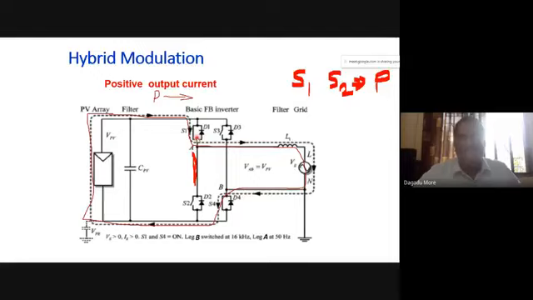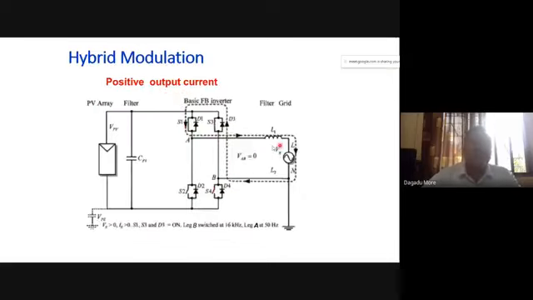Now it is possible that the combination S1 and S3 is on. So let us go for S1 and S3 on. Our current is positive, we are considering positive current. Now S3 is on and S4 is off, so our path of current will be through D3, this and this. Here we can say that the power is freewheeling. Power is not taken from the PV panel, but it is freewheeling.